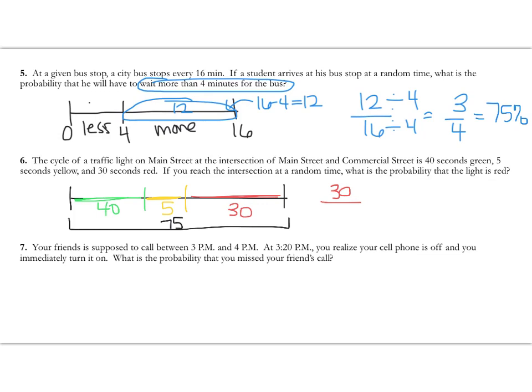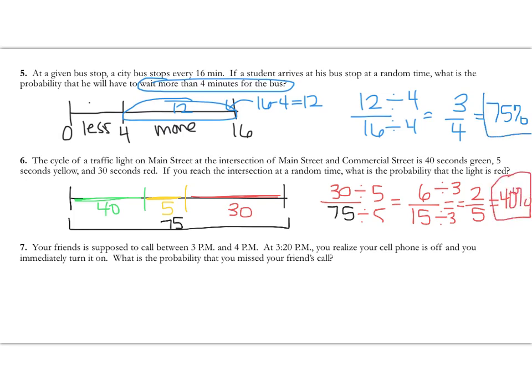The total is 75. So we do 30 over 75, which I can divide both by 5. That's 6 over 15, and then I can divide again by 3. That's 2 over 5. Or if you change that to a percent on your calculator, 2 divided by 5 times 100, that's 40%. So you have a 40% chance that the light is going to be red. It's red 40% of the time.